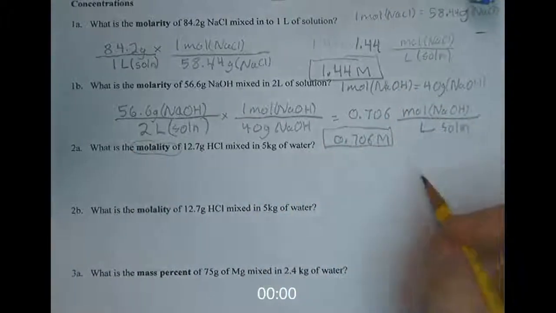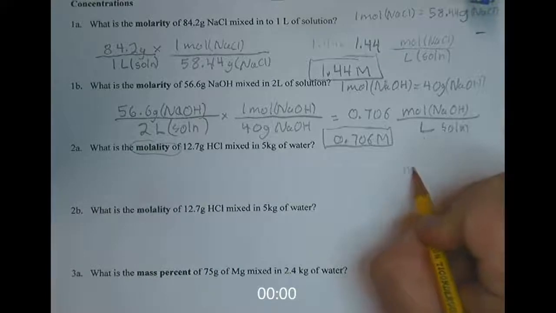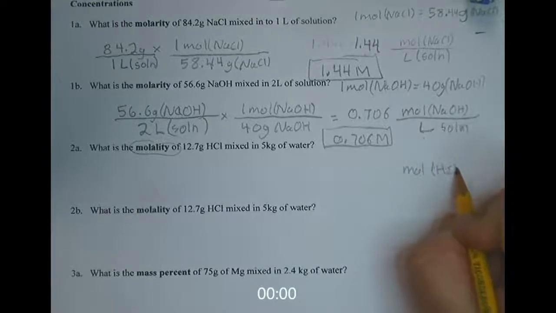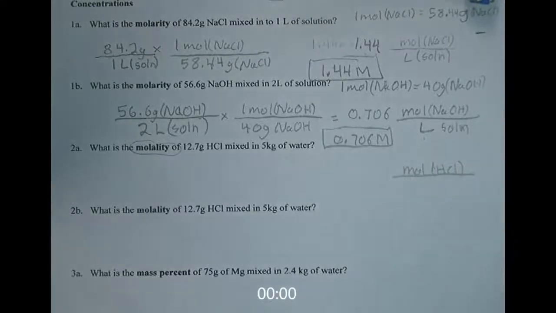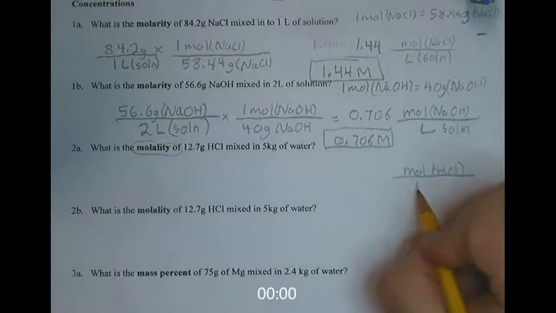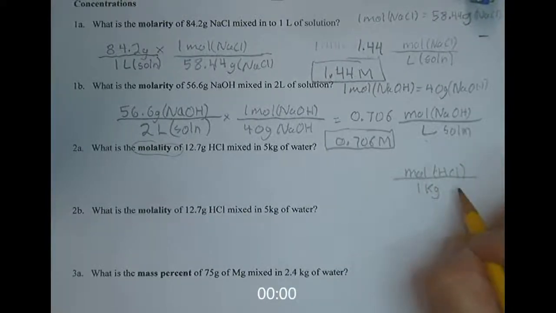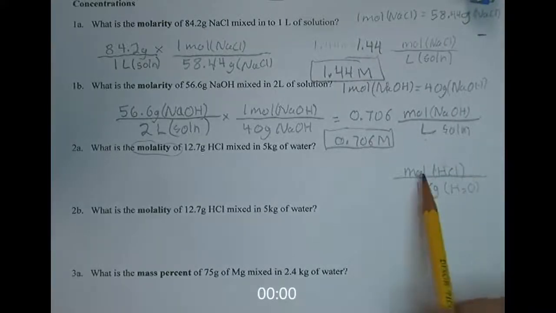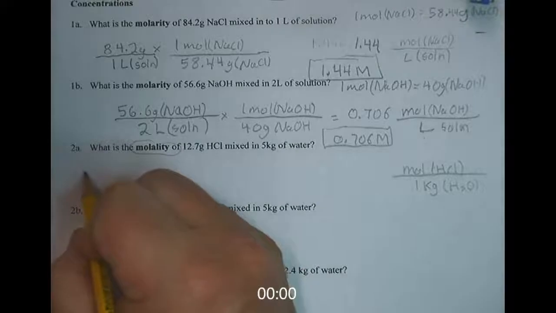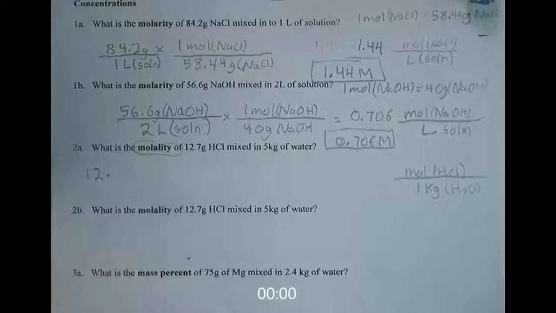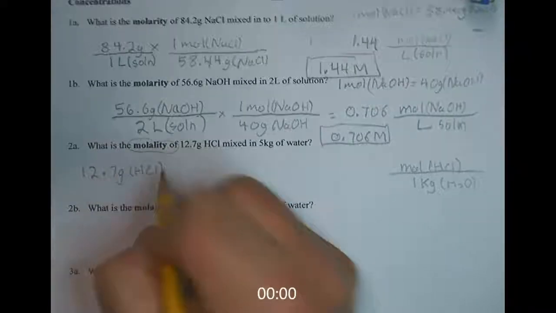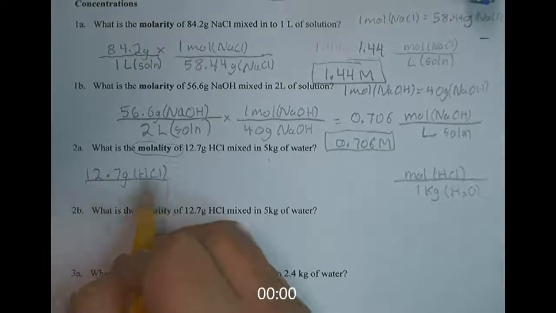Let's be sure we're clear what molality is. It's moles of solute, in this case HCl, hydrochloric acid, for every kilogram of the solvent, in this case water. It's not of the solution, it's just of the solvent itself, water. So what we're trying to shoot for is moles of HCl per kilograms of water. So we're starting off with 12.7 grams of HCl. And it says we have that in 5 kilograms of water.